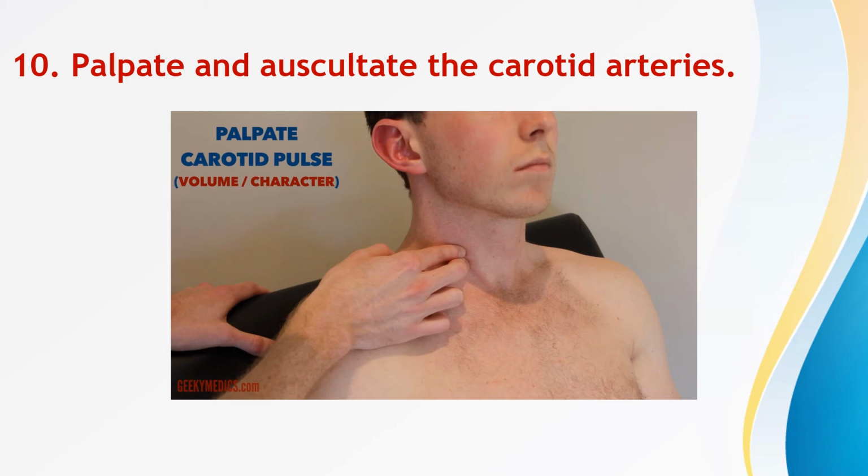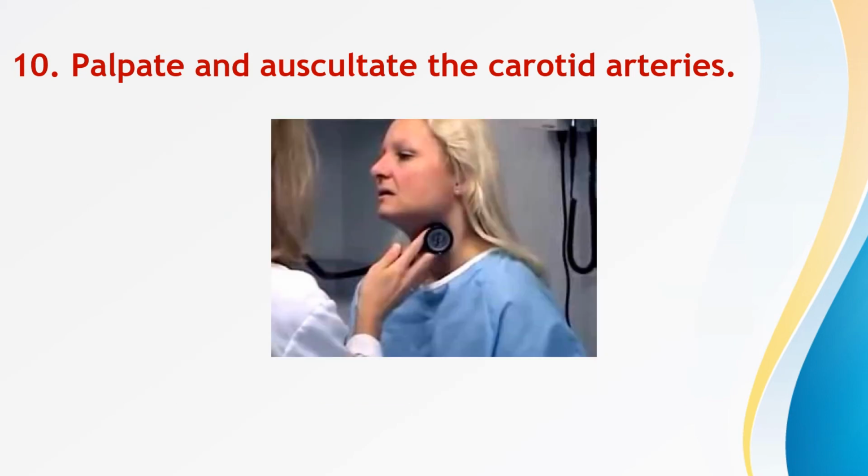When we palpate, of course, we would want to take note of the volume and the character of the pulsations. At times, you can also check the rhythm of the pulsations. After palpating, auscultate the carotid arteries. The side of the stethoscope that you should be using is the bell. It is necessary for you to listen for the presence of bruit. Remember, the bell is used for auscultation of low frequency sounds.